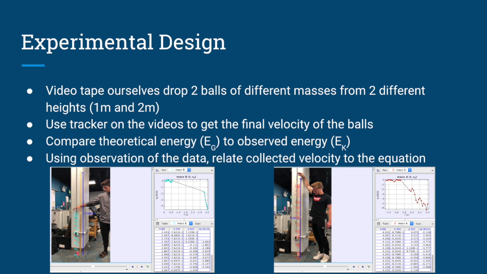We videotaped ourselves dropping 2 balls of different masses from 2 different heights, 1 meter and 2 meters. The 2 balls were of different weights. One was a golf ball and one was a bouncy ball, which was heavier. We used the tracker on the videos to get the final velocity of the balls. We compared the theoretical energy, which is the gravitational energy, to the observed energy, EK. Using the observations of the data, we related the collected velocity to the equation.